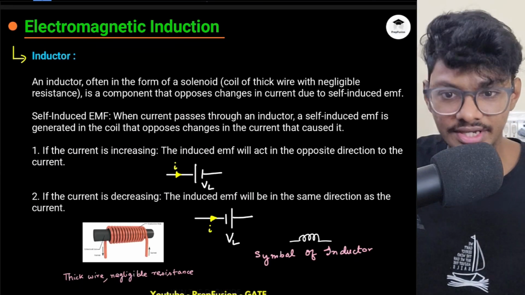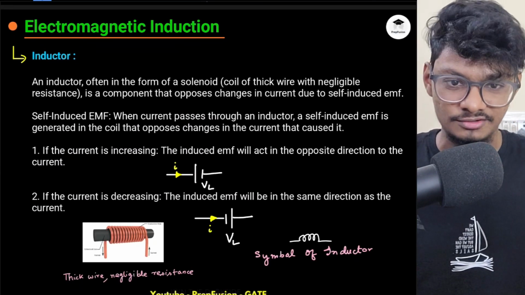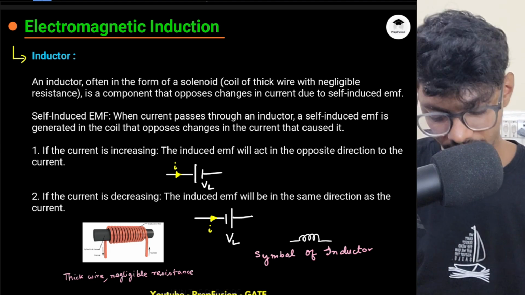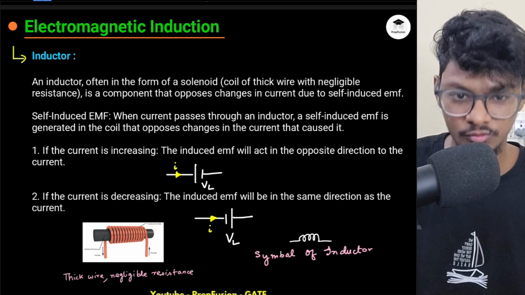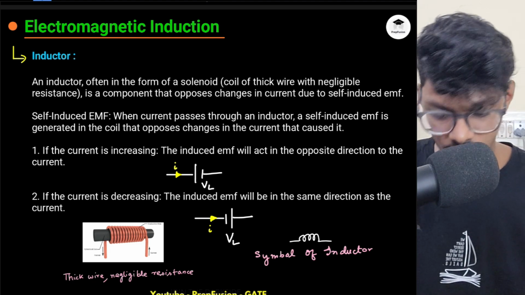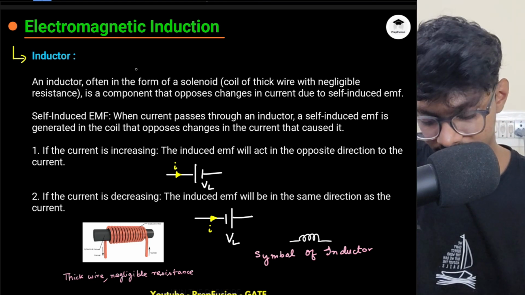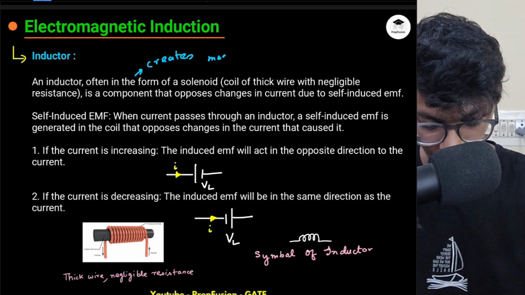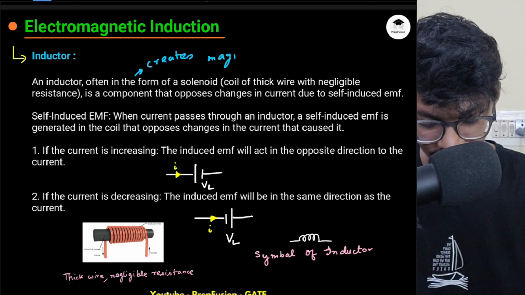So then there comes the inductor. Inductor is basically like a capacitor, right? It's the same thing. It's just that an inductor is simply a solenoid, which we have been studying. So just a few terms we need to study. That's it. So what does an inductor do? It creates a magnetic field. And why is it very important? Your whole universe works on this, right?